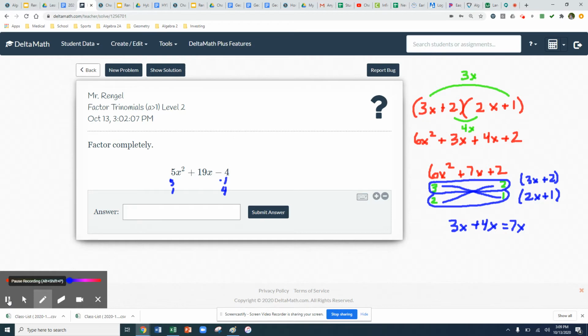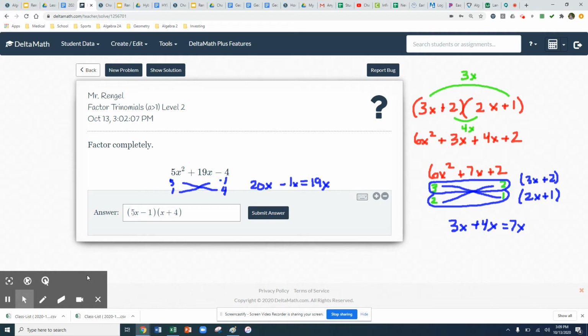And now I'm going to check the outsides and insides to see if that's going to add up to 19x. So I'll check 5 times 4, which is 20x. Then I'll check 1 times negative 1, which is negative 1x. And that's going to add up to 19x. So now I know my factors are 5x minus 1 and then x plus 4.